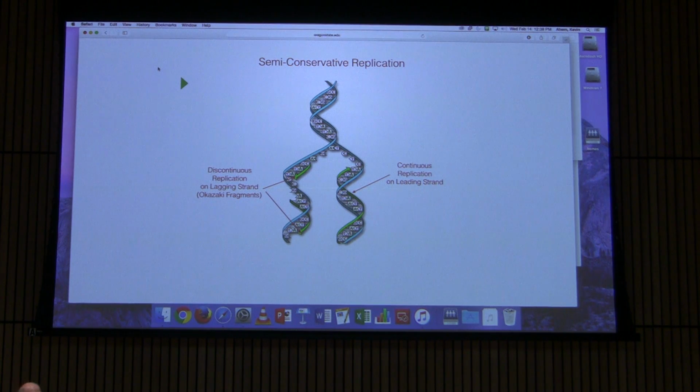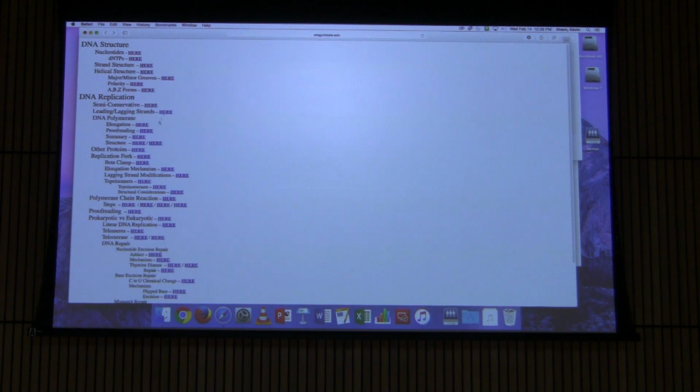We see that the synthesis of these two progeny strands occur in very different ways. We have what we call leading strand synthesis that occurs continuously, meaning we make one uninterrupted piece of DNA. And the other strand is made in what we call the lagging strand synthesis, and it's discontinuous. It's made in pieces. And you might say, why does the cell do that? I'm going to show you why the cell does that in just a second.